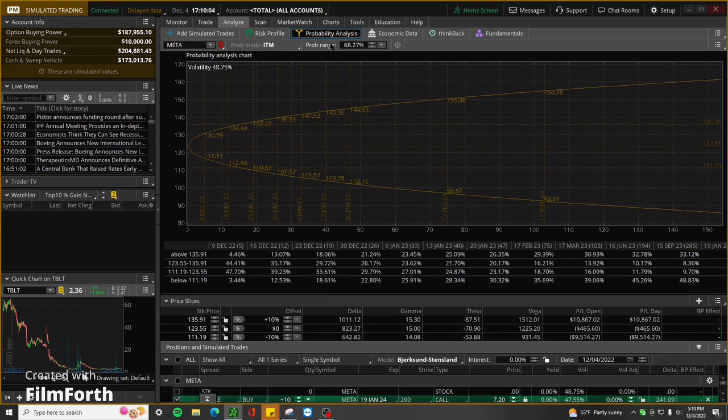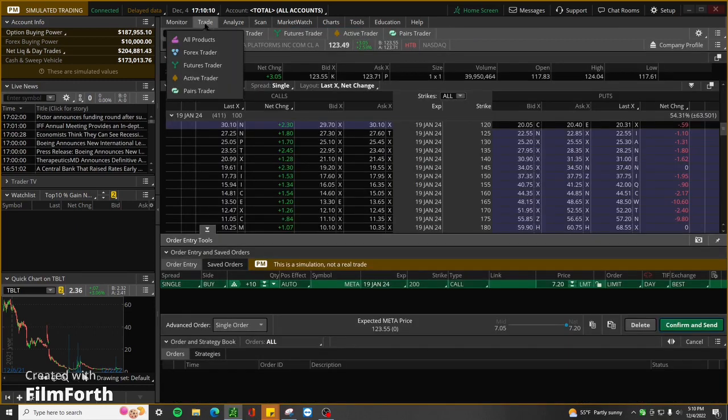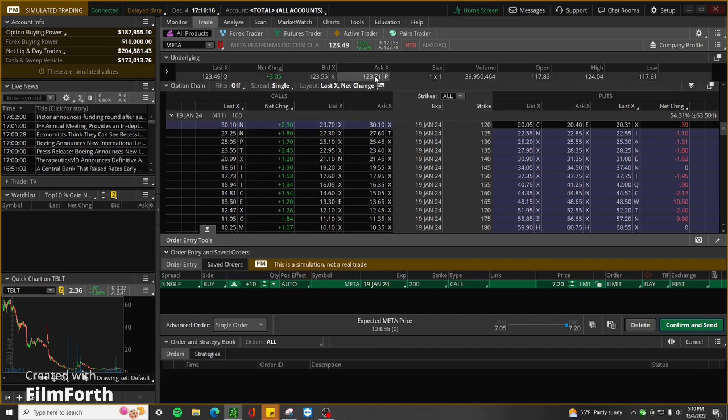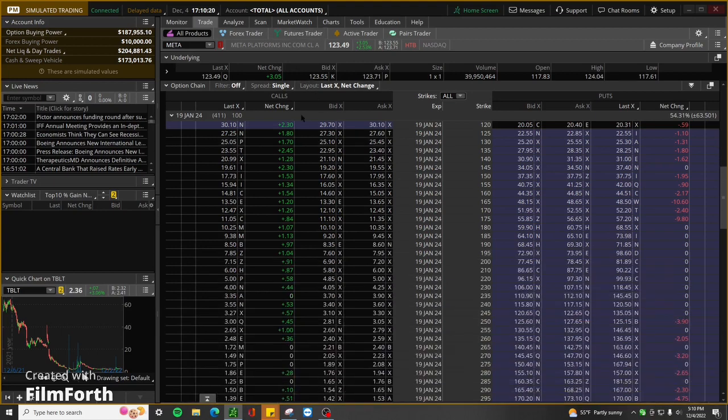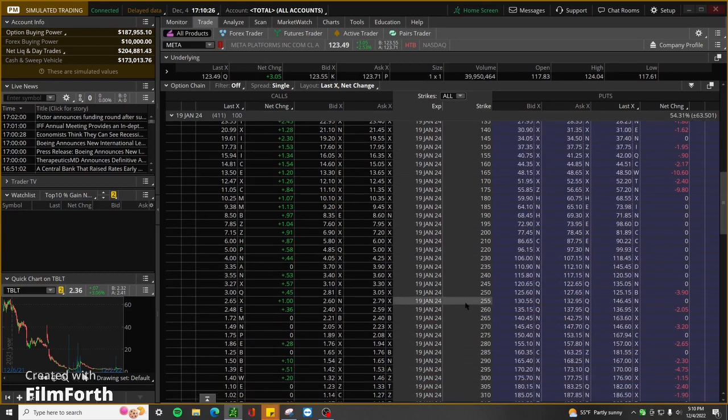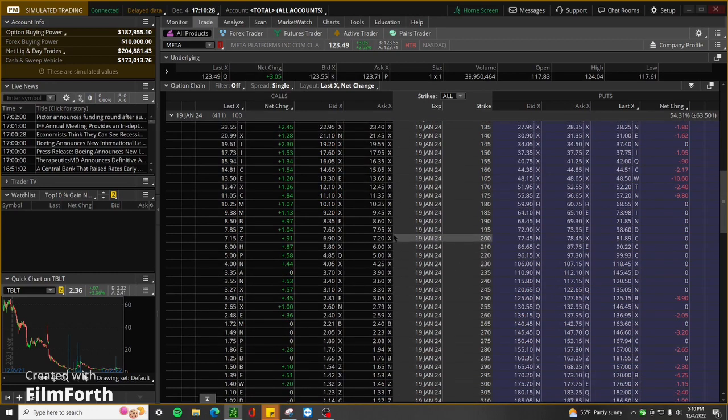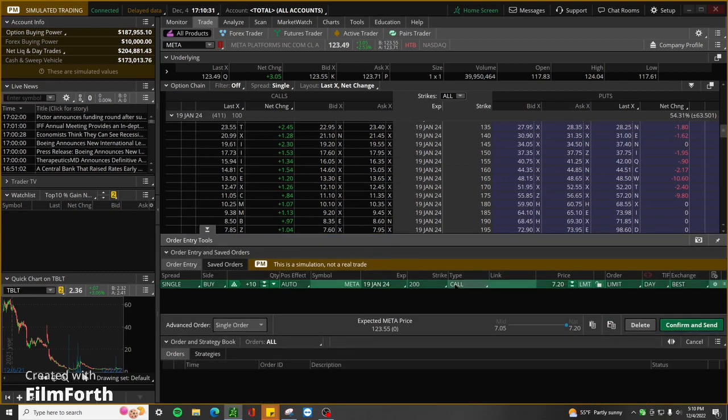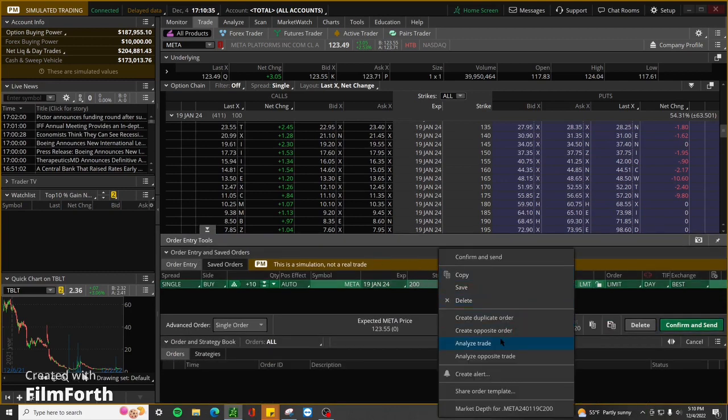So without further ado, to open up a probability analysis strategy, just go to the trade tab here. When you click on that, you open up a trade. So you can either do stocks. If you want to buy shares, you can open up an order to analyze the share strategy that you're trying to employ. But in this case, we'll stick to options. So we're going to go with a long call. We'll go with the $200 strike price here. We open up an entry and we'll go ahead and right click on it and just say analyze trade.